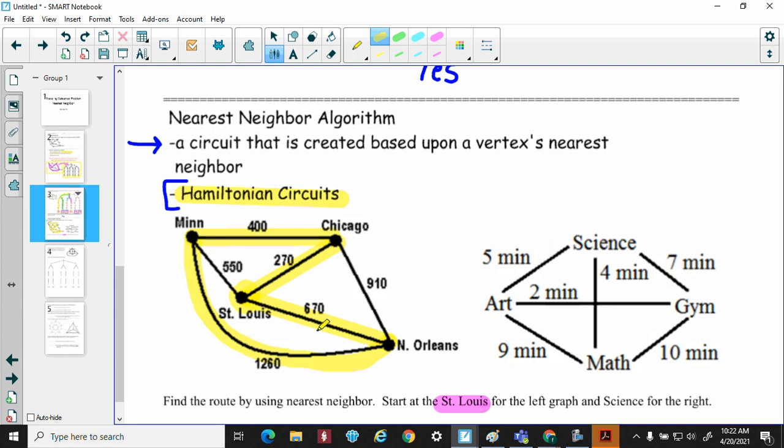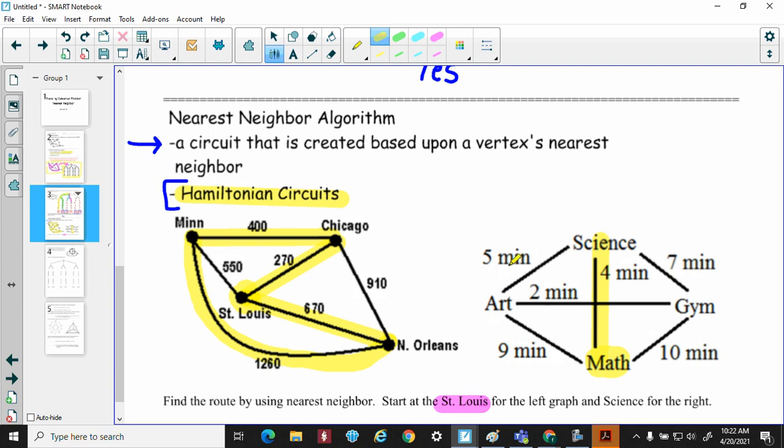So that would be your nearest neighbor circuit using this example. All right? Using math, same exact way. So if you remember the one that we just did, if you were just going to all the buildings that were closest to you, which one would you go to first? Let's see. Art's 9 minutes away. Gym's 10 minutes away. Hey, science is 4 minutes away. That's my nearest neighbor, 4 minutes.